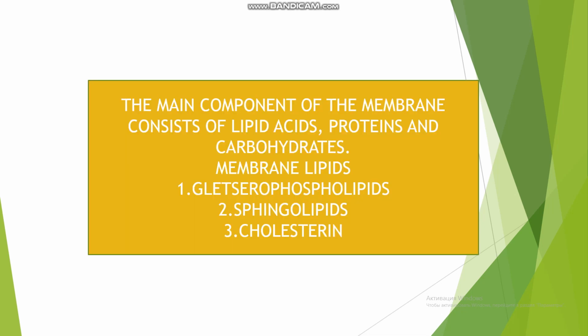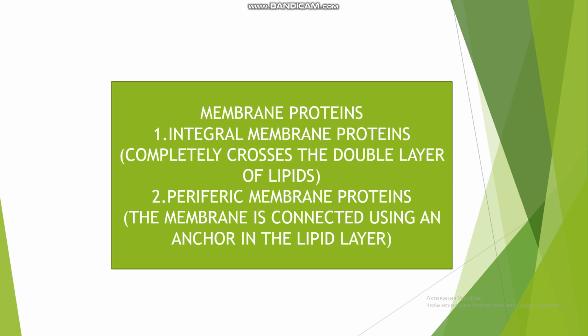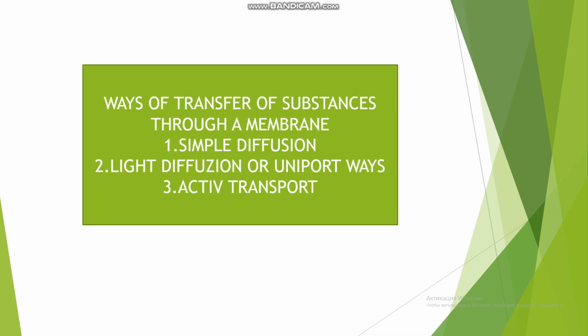The main components of the membrane are lipids, acids, proteins, and carbohydrates. Membrane lipids: glycerophospholipids, sphingolipids, and cholesterol. Membrane proteins. Integral membrane proteins completely cross the double layer of lipid. Peripheral membrane proteins. Ways of transfer of substances through a membrane: simple diffusion, facilitated diffusion or uniport ways, and active transport.